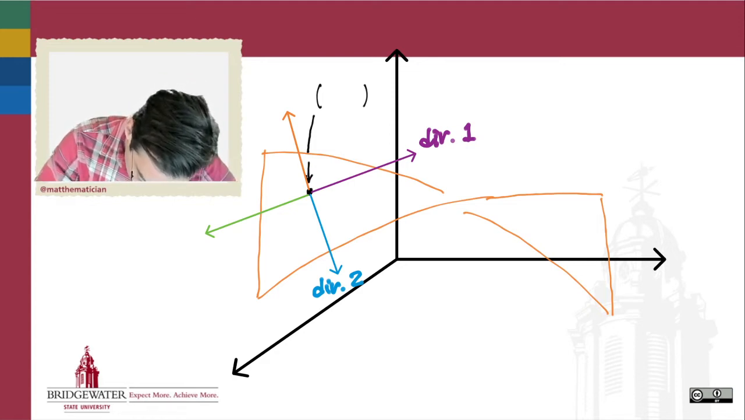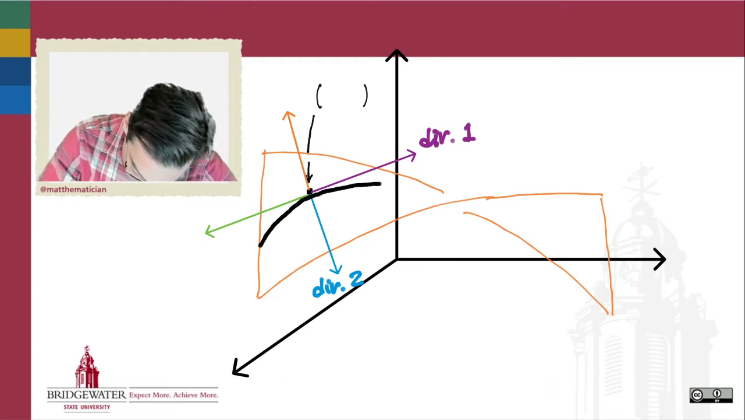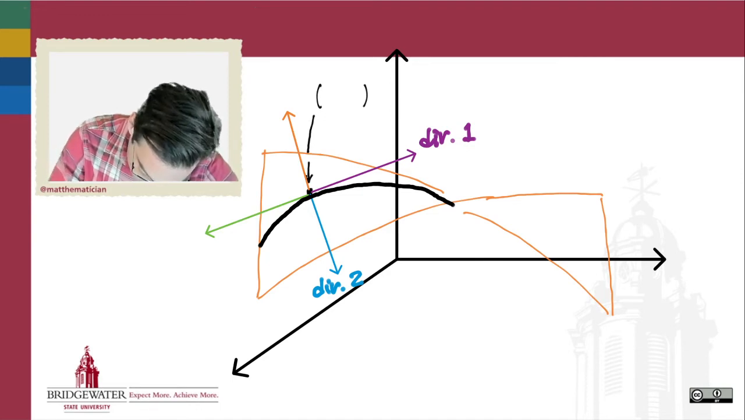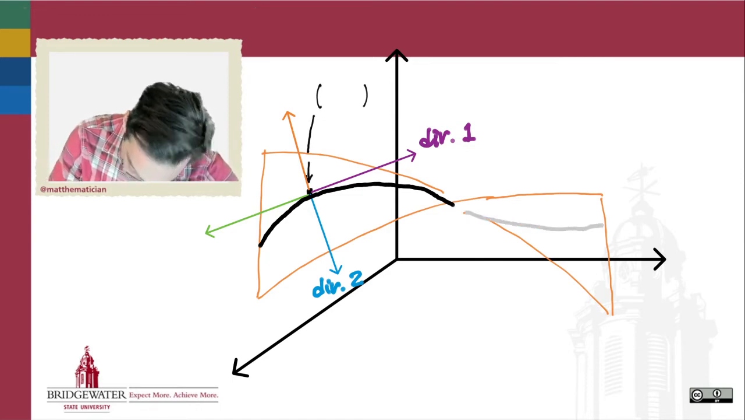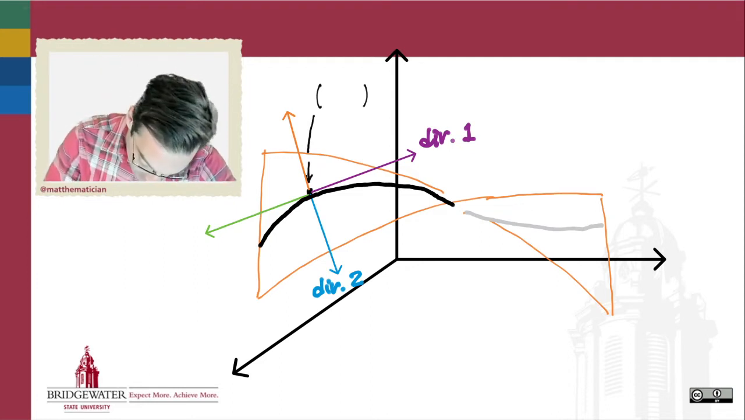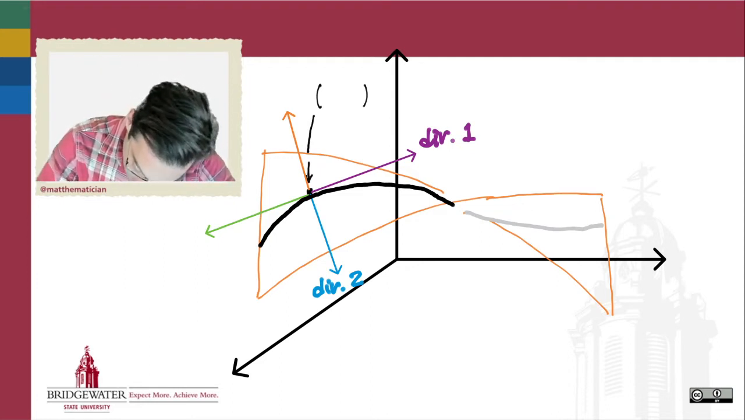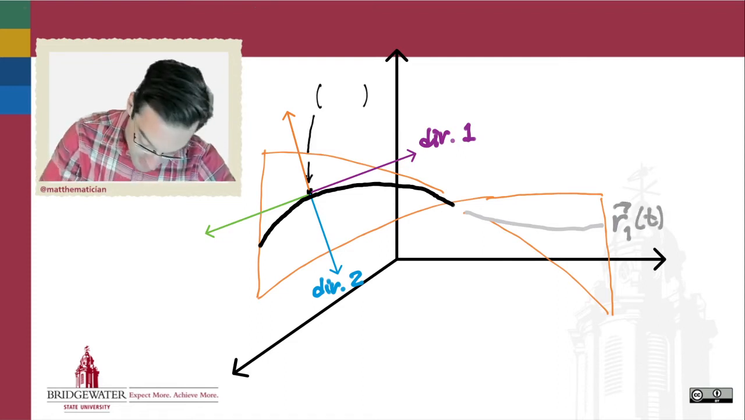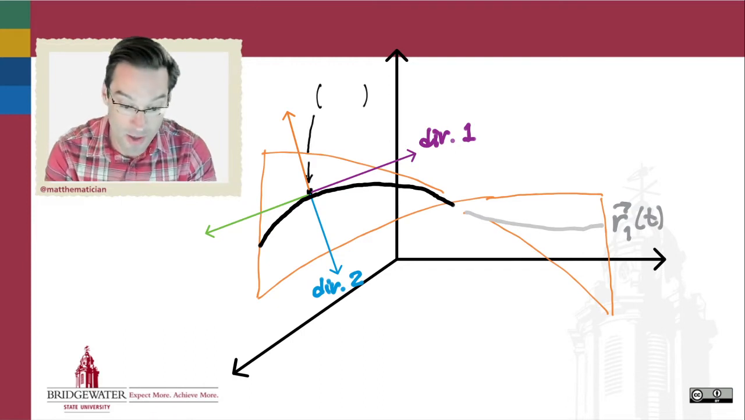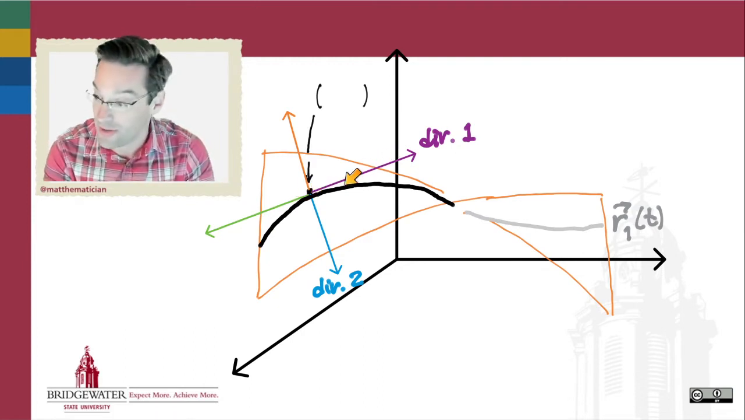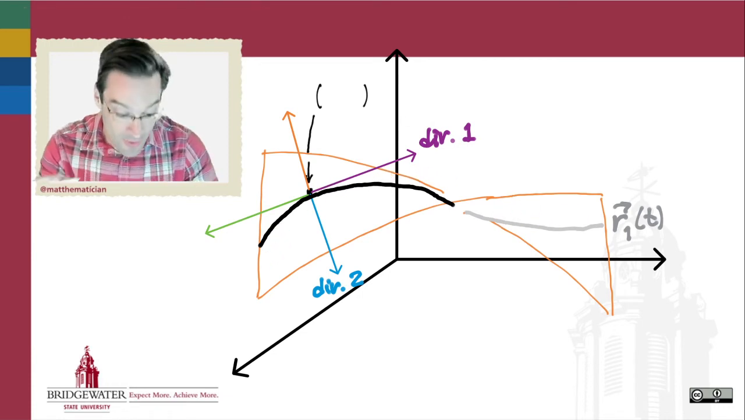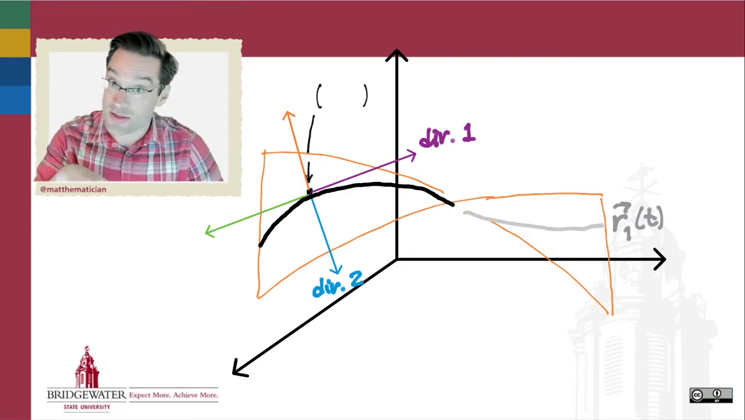Maybe direction number 1 is a direction along a curve drawn on my surface. So maybe I have some parameterized curve that lives on this surface, and I'll call that curve R1 of t or something like that. So here's a parameterized curve that lies on my surface, and if I'm standing at this point and I want to walk in the direction of direction 1, it means that I'm walking along a tangent vector to this parameterized curve. Right? So finding a parameterized curve within a parameterized surface is one really good way to help us understand what the shape of that surface looks like.